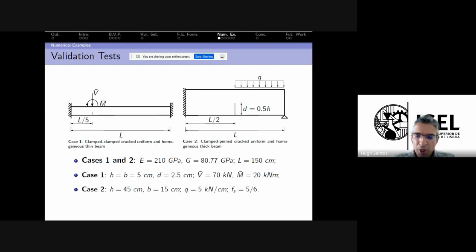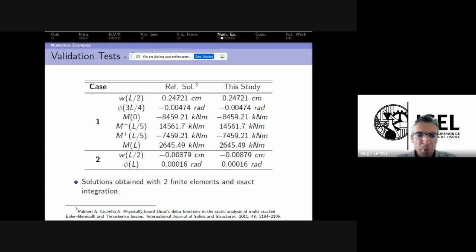Okay, so the problems were numerically addressed using the proposed formulation, using only two finite elements and exact integration. These are the obtained results here in this column, and the reference solutions taken from the work by Palmeri and Cicirello. You can see we have displacements, rotations, bending moments for the two cases, and in all situations we obtained exactly the same results. Okay, and I note again, using only two finite elements and an exact integration scheme.